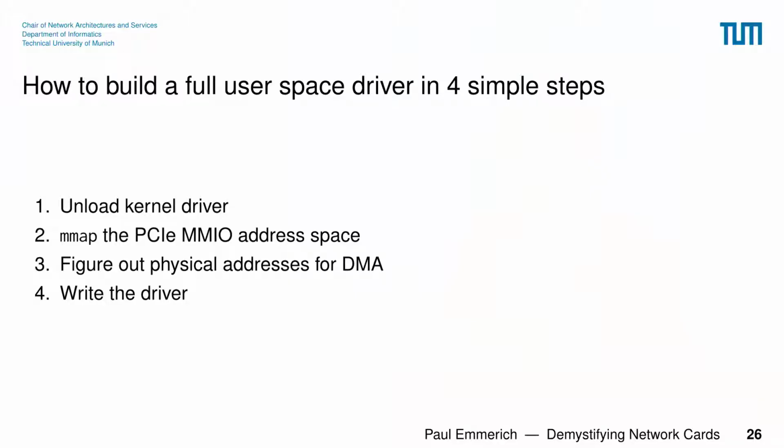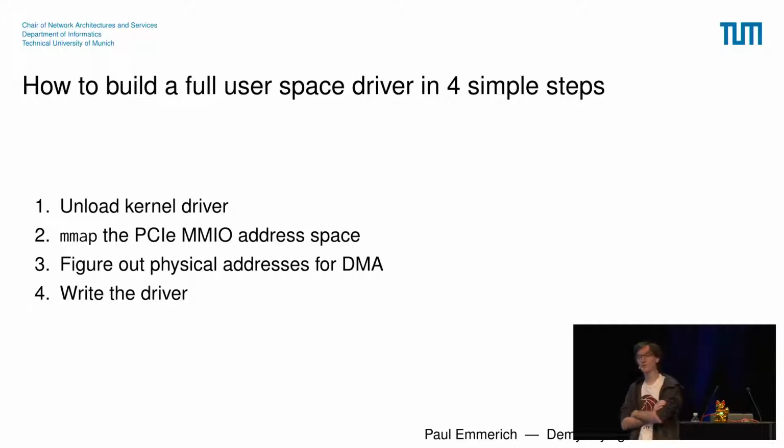So how can we build a driver for this? In 4 very simple steps. One, we remove the driver that is currently loaded because we don't want it to interfere with our stuff. Okay, easy so far. Second, we memory map the PCIe memory mapped I/O address space. This allows us to access the PCI Express device. Number 3, we figure out the physical addresses of our process address region, and then we use them for DMA. And step 4 is slightly more complicated than the first 3 steps: we write the driver.